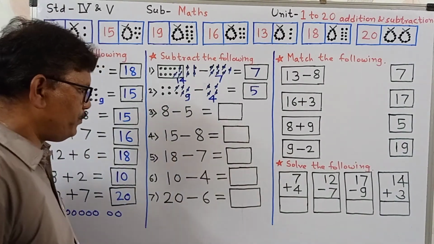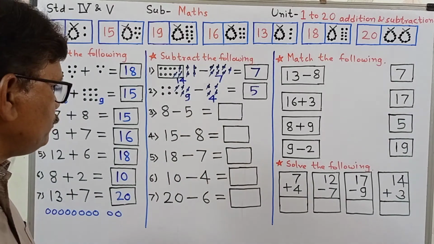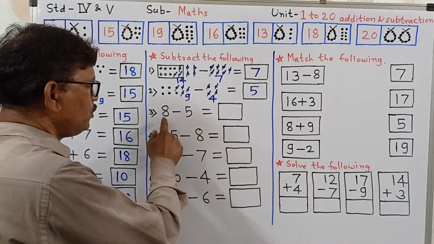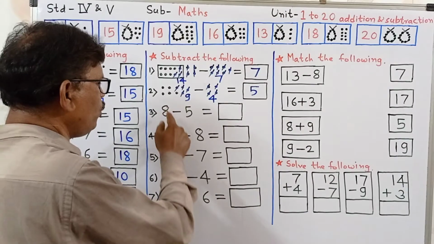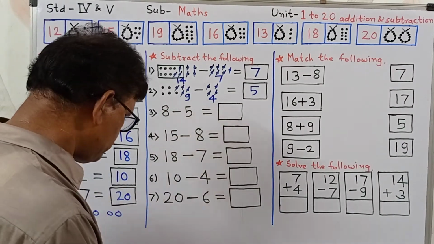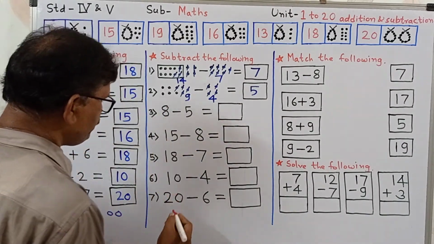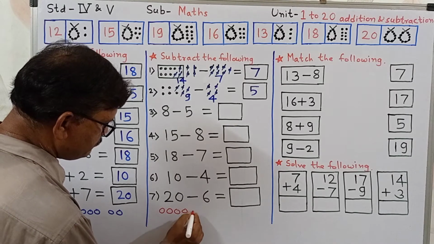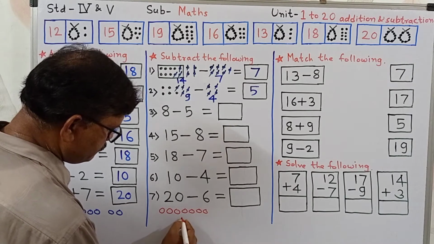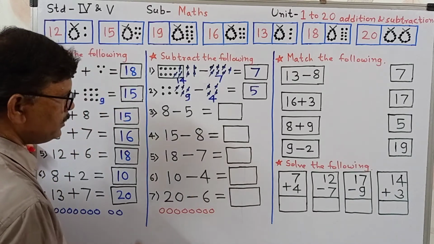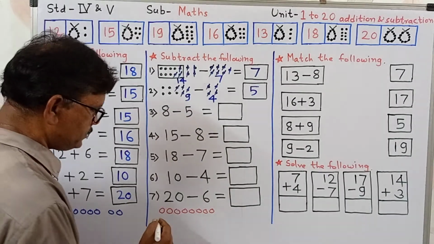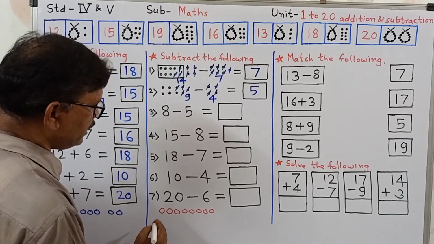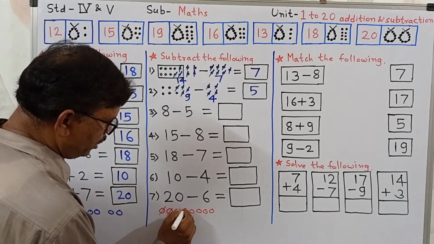8 minus 5. First method: you draw 8 circles, then minus means to cut. How many circles to cut? 5. 1, 2, 3, 4, 5.